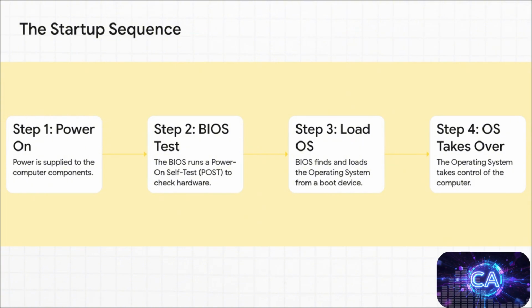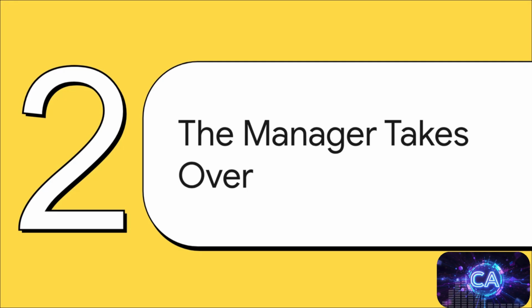So this whole process is a really clear four-step handoff. First, obviously, you hit the power. Second, the BIOS wakes up and does a quick test. Is the keyboard connected? Is the memory okay? Third, it hunts down your operating system on your main drive. And finally, and this is key, its job is done. It hands over complete control to the OS. So the computer is officially awake.